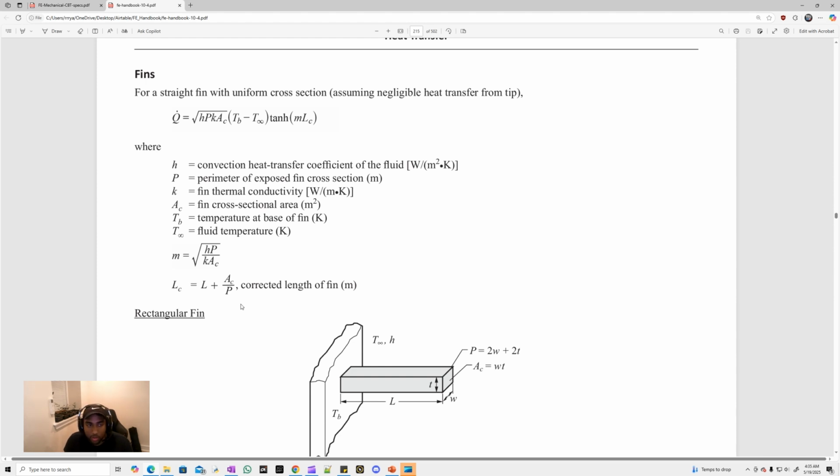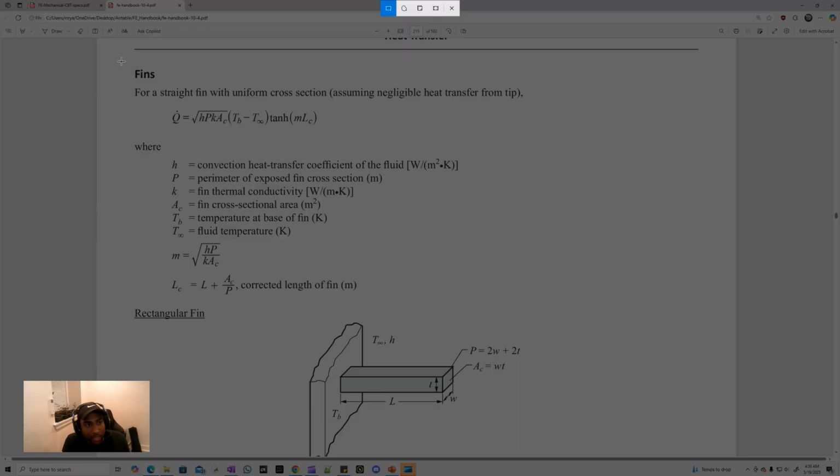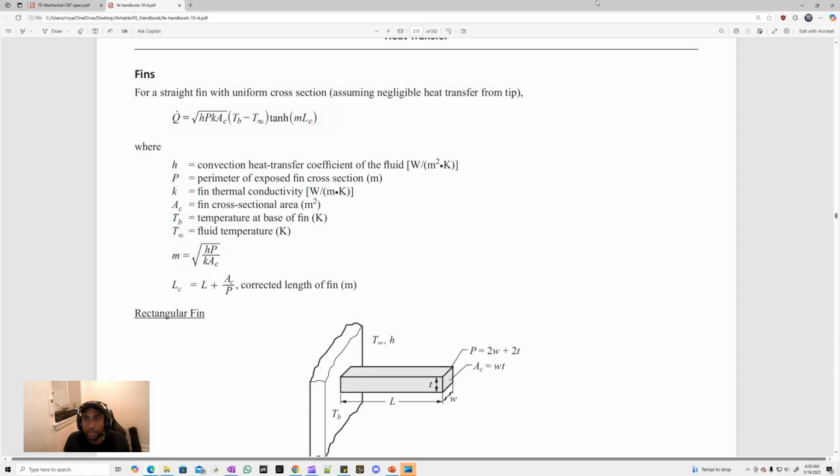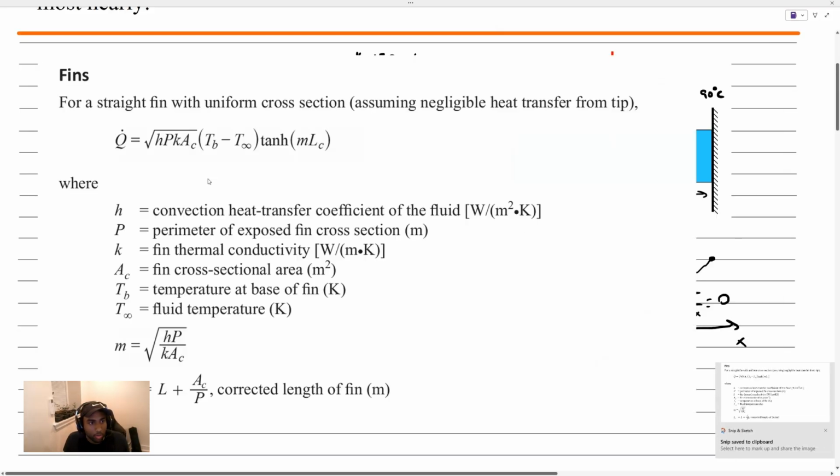Because the solution for convection at the tip as well as an adiabatic tip are very similar, what we do is we correct the fin length. If we have convection at the tip, we extend it. And so instead of convecting out the tip, we convect out the surface. We're going to talk about that a little bit more. But let's go ahead and grab this equation and put it right here where we're solving the problem.